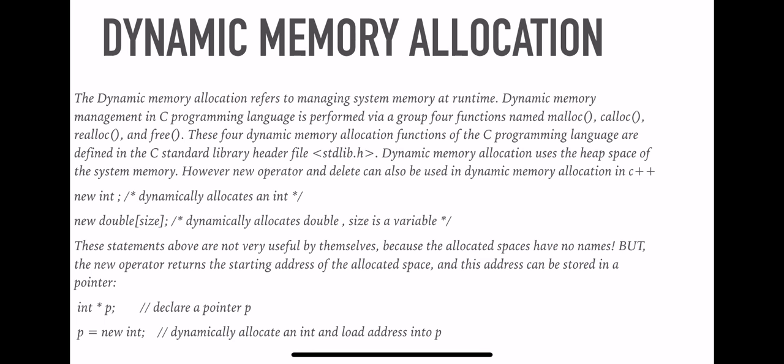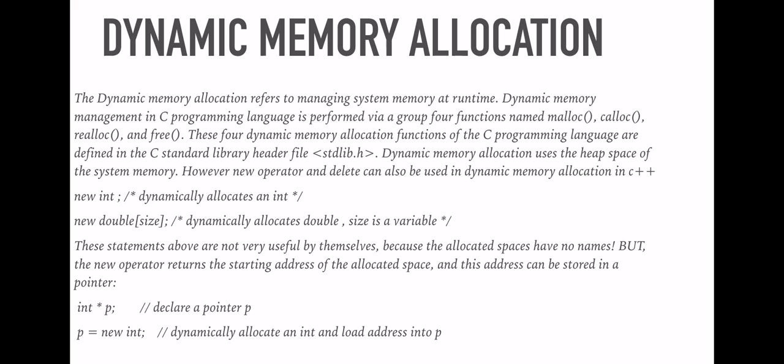Dynamic memory allocation means allocating the storage space for a variable at the runtime of the program, rather than at compilation time. The memory is managed when the program is running. This is done by four functions, namely malloc, calloc, realloc, and free. These four functions are declared in the standard library, which means stdlib.h.